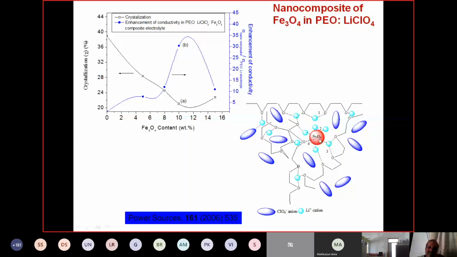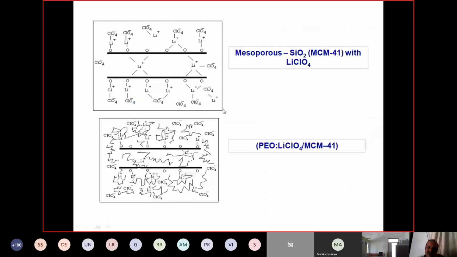You see here, this is a similar structure. This is mesoporous silica, which has nano channels, mesoporous SiO2 MCM-41, which has a pore size of 10 to 50 nanometers. You see how the structure changes. The lithium is coordinating within this channel, and these lines are the polymers.